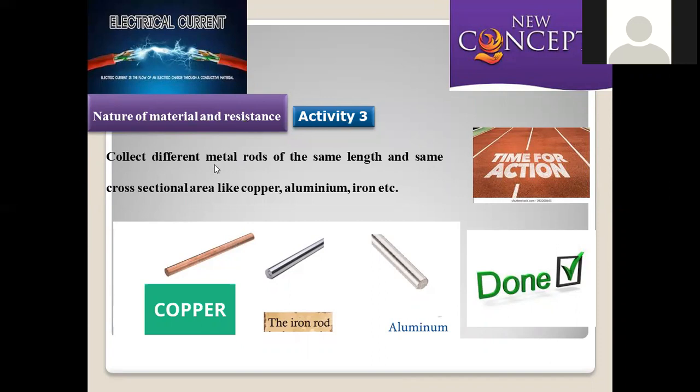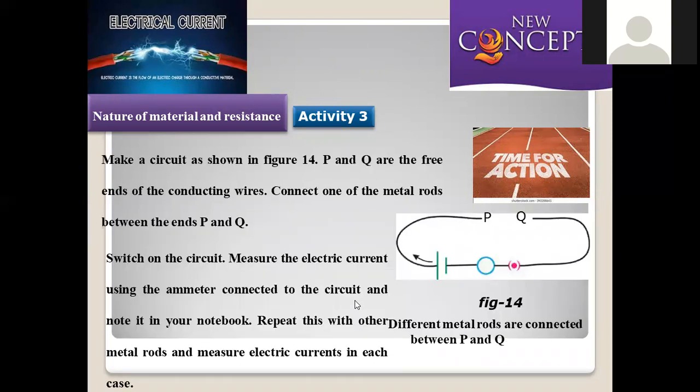Collect different metal rods of the same length and same cross-sectional area, like copper, aluminum, and iron. We are taking 3 different metals, and the important criteria are the same length and the same cross-sectional area. So we are taking copper, iron, and aluminum metal rods having identical length and area of cross section.